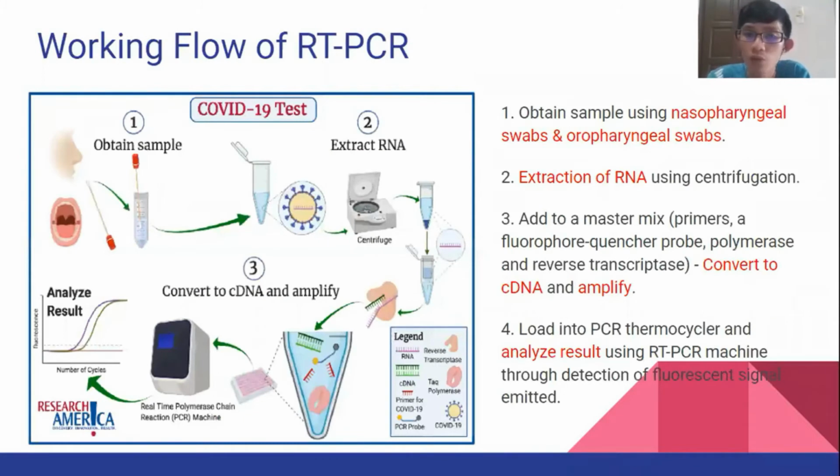The workflow of the RT-PCR is very simple. First, we have to obtain the sample by using nasopharyngeal swabs and oropharyngeal swabs. Next, the RNA is extracted by using centrifugation, and it is then added to a master mix, converted to cDNA and amplified. Lastly, it is loaded into the PCR thermocycler and the results are analyzed by using RT-PCR machines.